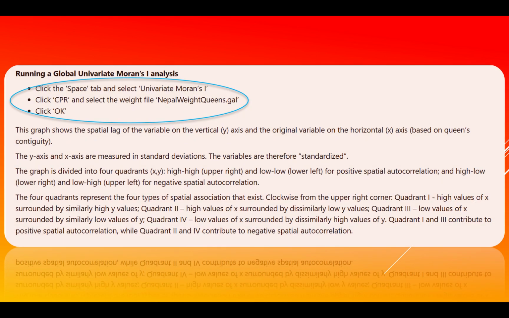To run the Moran's I analysis in GeoDa, you're going to click the Space tab and then select the univariate Moran's I, because we're just looking at the one variable of CPR. We're going to be using the weight file, which will basically tell GeoDa how to do the Moran's I test. We're going to be using the Queen's weight file that you made in the previous question. Then click OK.